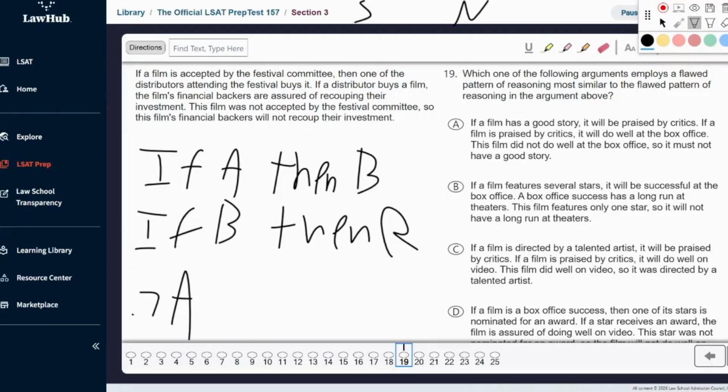If it's a sufficient condition, not having the A doesn't really do anything to whether or not a distributor will buy it. Having a film be accepted by the festival will guarantee that a distributor buys it. But that's just one way for a distributor to buy it. There's a bunch of other ways, because this is only a sufficient condition.